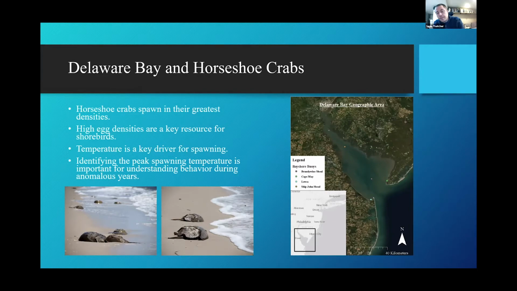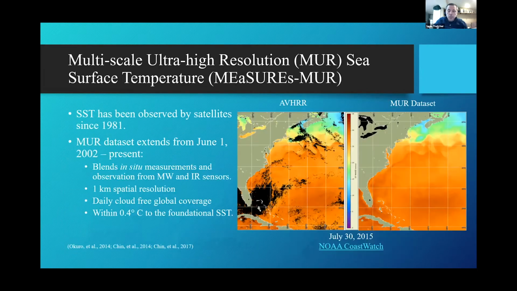Thus, identifying the peak spawning temperature is important for understanding their behavior during anomalous years when waters are either warmer or colder. So sea surface temperatures have a satellite record dating back to 1981. However, the spatial resolution has either been too coarse or obscured by cloud cover, as you can see in these black areas. The buoy record predates satellites. However, measurements have a limited spatial component, and they may have missing data from technological malfunctions, maintenance issues, or discontinued use.